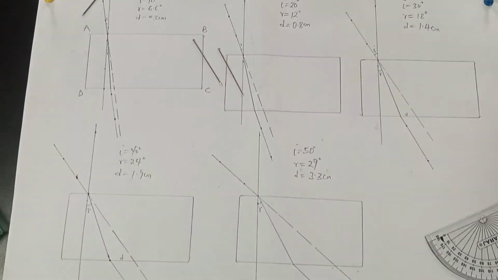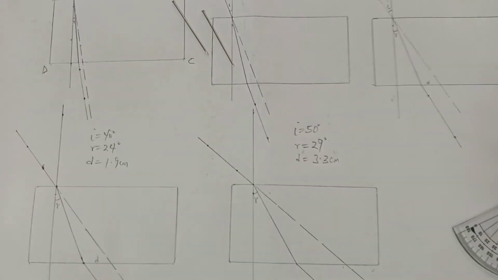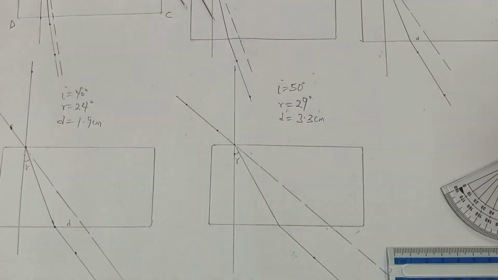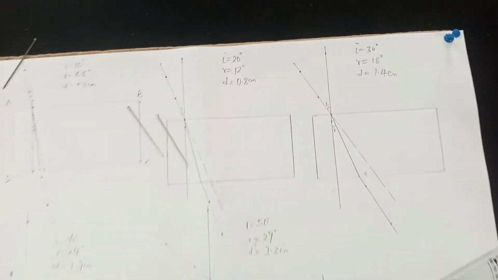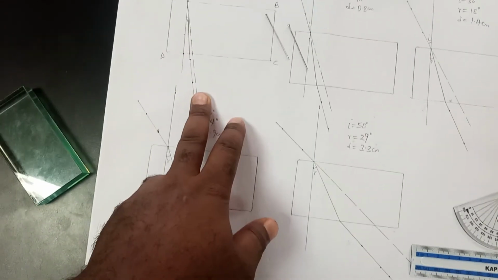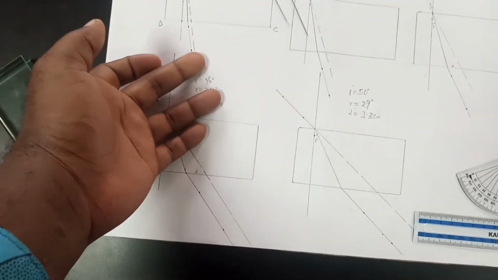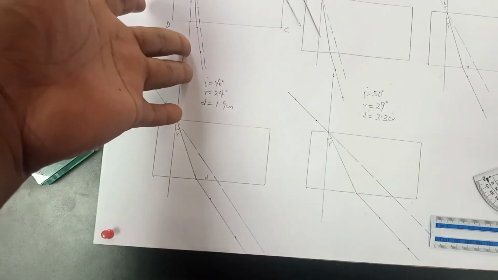All right, so here is the final outcome. You can see my last reading as i 50, r 29, and d 3.3 cm. So here are the readings. Now, if you notice something common with all this drawing, you notice that the incident ray produced is almost parallel, or would be parallel, with the emergent ray which it comes out.